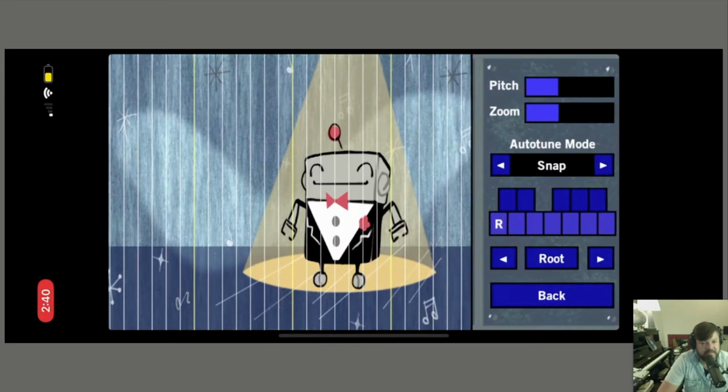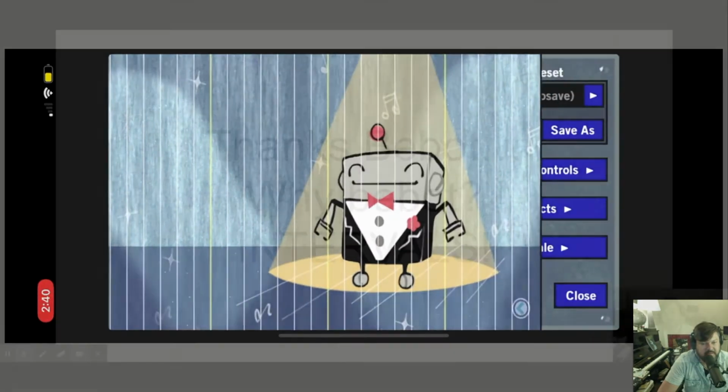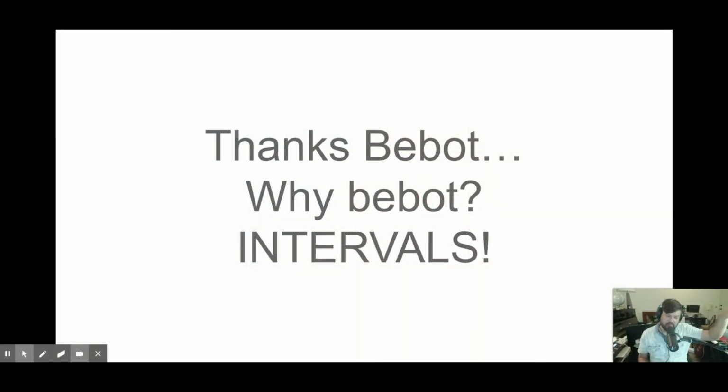Awesome. That is Bebot. As you noticed, first we slid up and down, like a continuous line, and you didn't really hear a separation of notes. It just slid up and slid down. Then we added a grid, and I set Bebot to snap to notes. When he snapped to notes, you could hear the separation of the notes, not just one continuous slide whistle of a synthesizer.